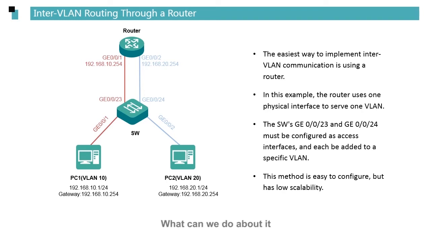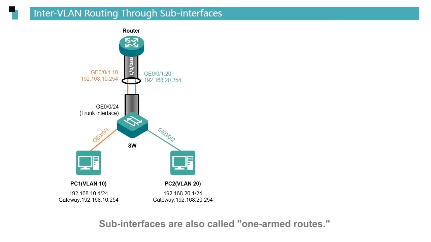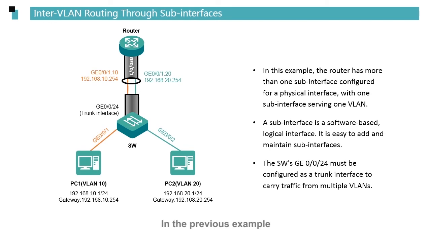What can we do about it? Will it work if the router provides only one physical interface for more than one VLAN? The solution is something called sub-interfaces. Sub-interfaces are also called one-armed routes. In the previous example, the router used two physical interfaces to connect to two VLANs.